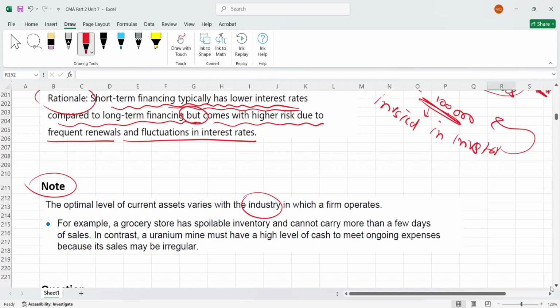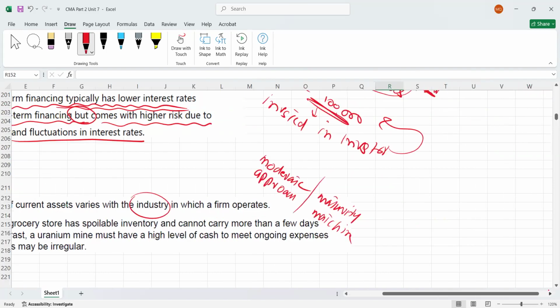There is a third approach which is not written here, but I can explain. That is called the moderate approach. Sometimes in some books it's written as the moderate approach, and in some books it's written as the maturity matching approach. The idea is very simple. If you look into the company's assets, we have non-current assets, which are long-term in nature. We have current assets, and under current assets we have two types: permanent and temporary, right? Please remember, permanent is also long term in nature, temporary is short term in nature.